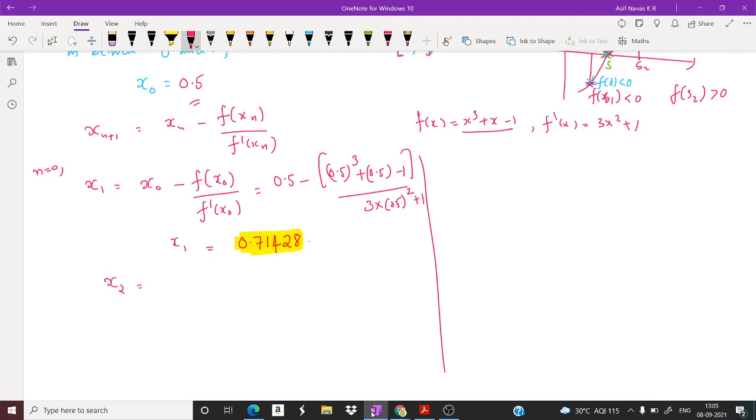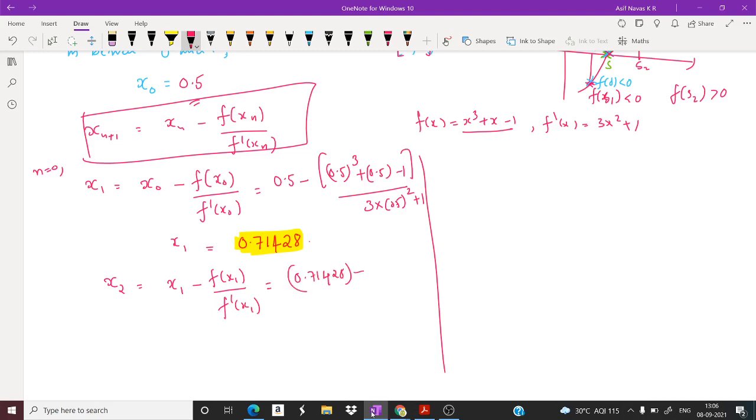Now you find out x2. By the formula, x2 is x1 minus f of x1 divided by f dash of x1. So x1 we know is 0.71428. Minus f of x1, which is 0.71428 all cube plus 0.71428 minus 1, divided by 3 into 0.71428 all square plus 1. By using the calculator, you will get the value as 0.68317.